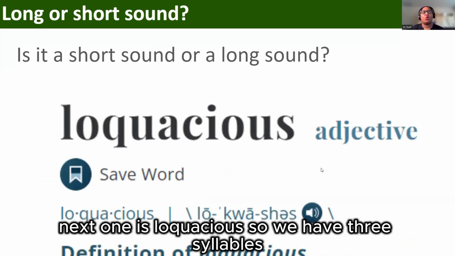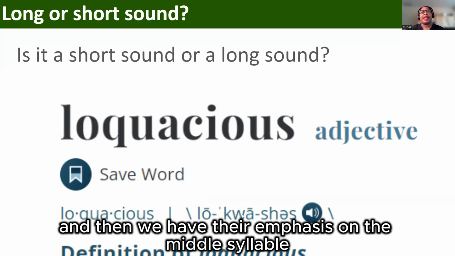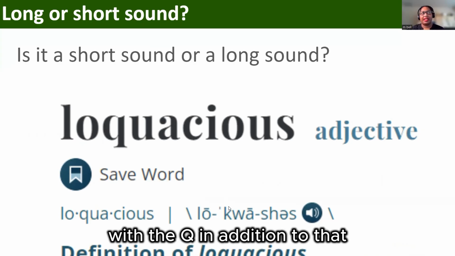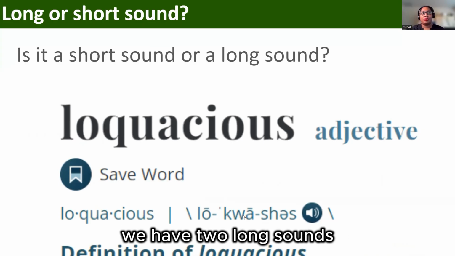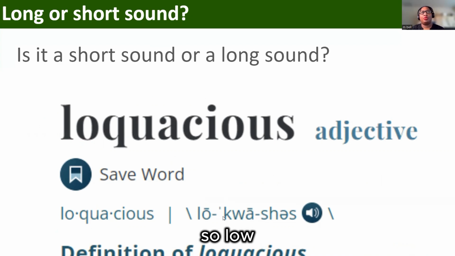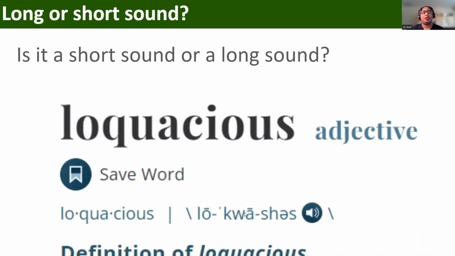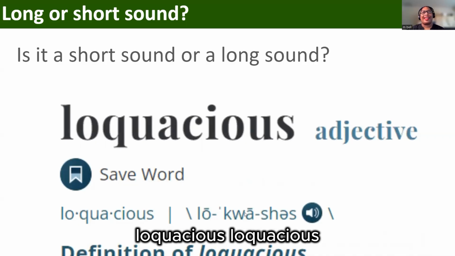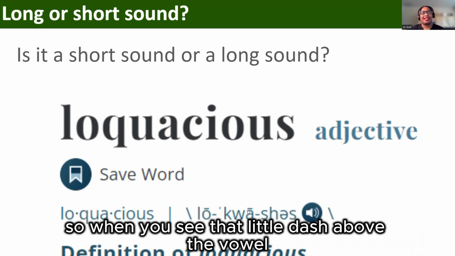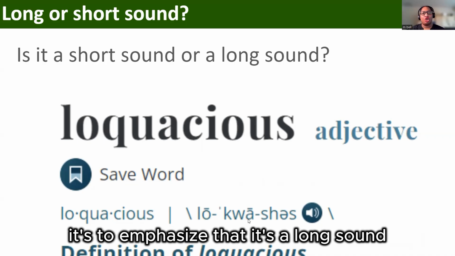Next one is loquacious. We have 3 syllables, and the emphasis is on the middle syllable with the Q. In addition to that, we have 2 long sounds. So lo instead of la, and then we have kway instead of just kwa. Loquacious. When you see that little dash above the vowel, it's to emphasize that it's a long sound.